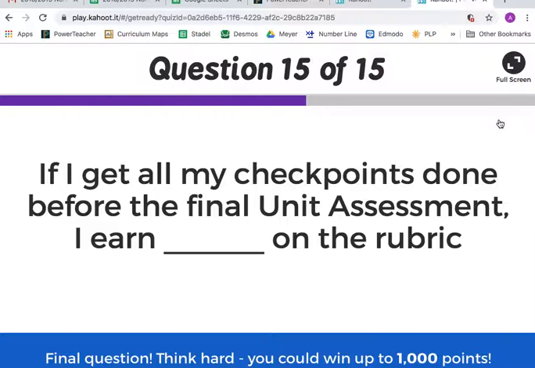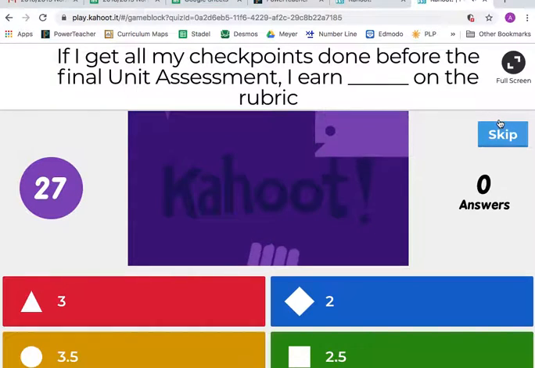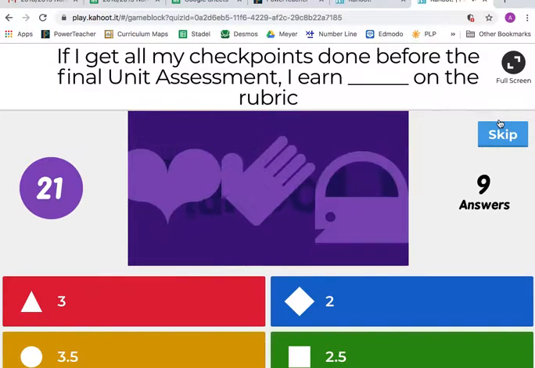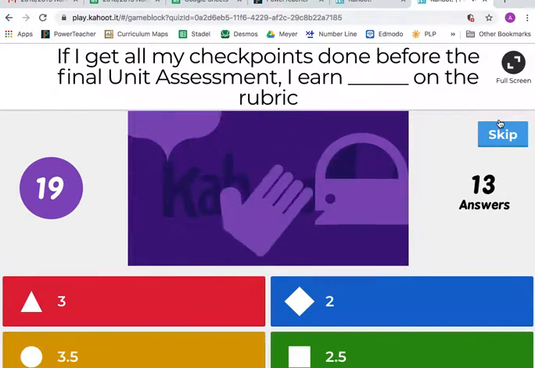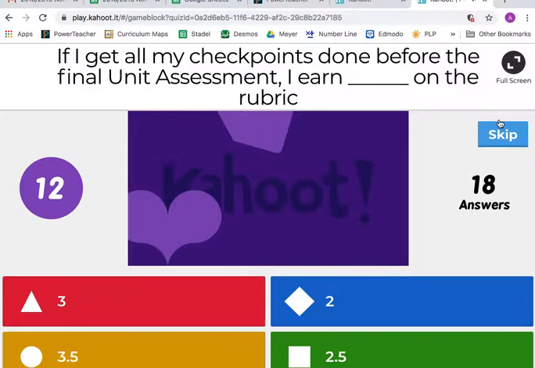Last question. If I get all my checkpoints done, I don't think anybody knows this. What is the minimum you can earn on the rubric? This is new this year. You did all your checkpoints by the due date, but not any of the final. But you didn't do the final thing, no.